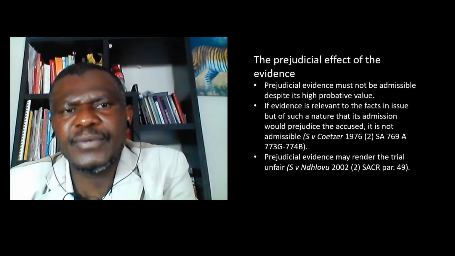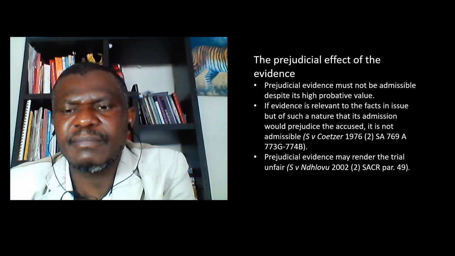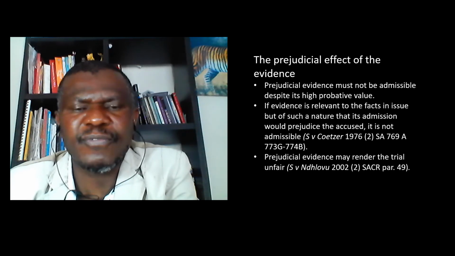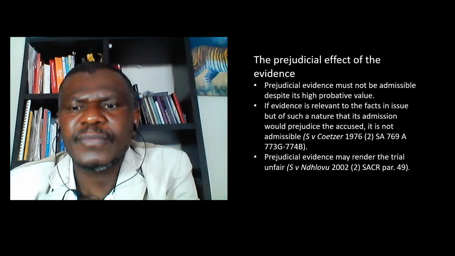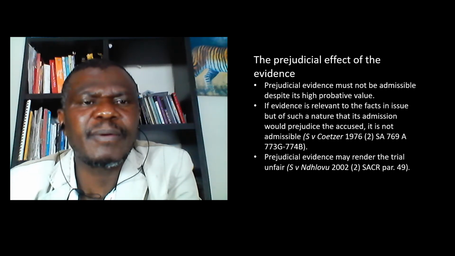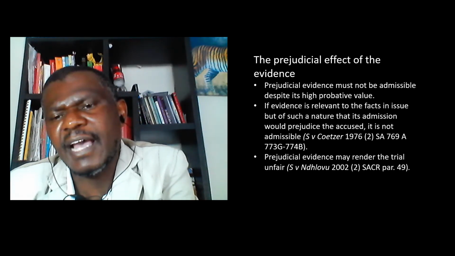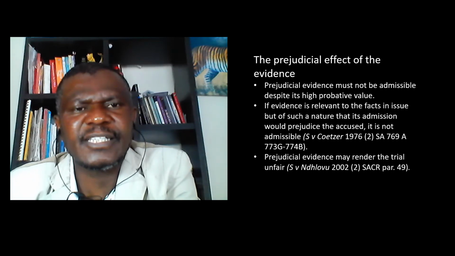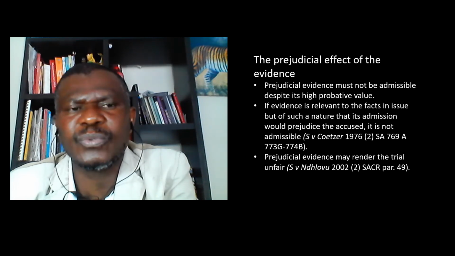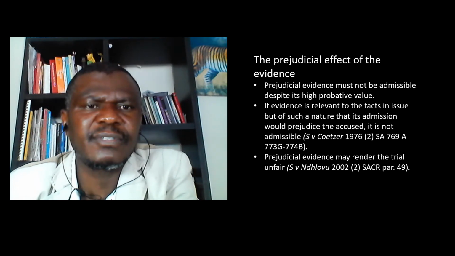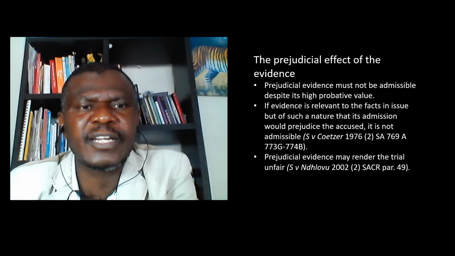Now, the prejudicial effect of evidence also comes into play in determining its admissibility. Remember, we read section 35.5 of the Constitution, which says evidence obtained in violation of the Constitution is inadmissible. So we're basically saying prejudicial evidence must not be admissible, despite its high probative value. If evidence is relevant to the facts in issue, but of such a nature that its admission would prejudice the accused, it should not be admissible. These are principles of justice, principles of a fair trial.